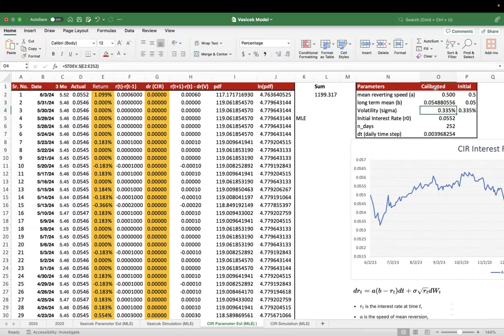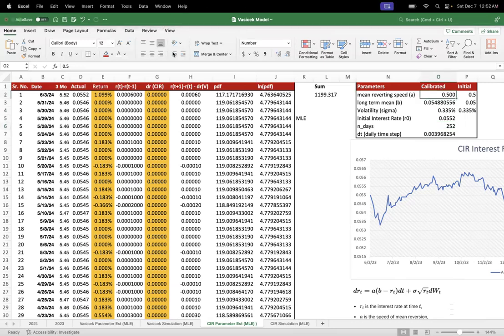But again, these are just some initial guesses. We have not calibrated this using the market data. So how will we calibrate this?